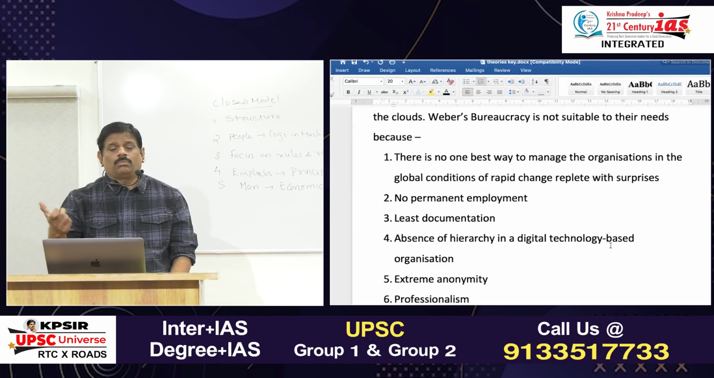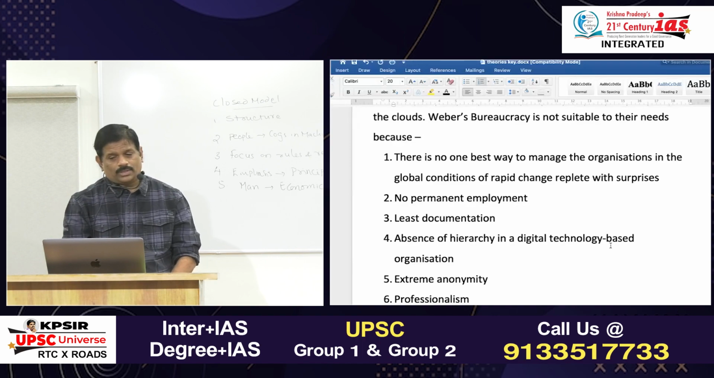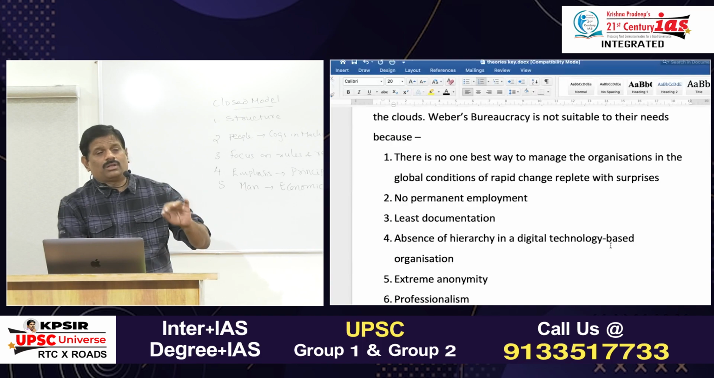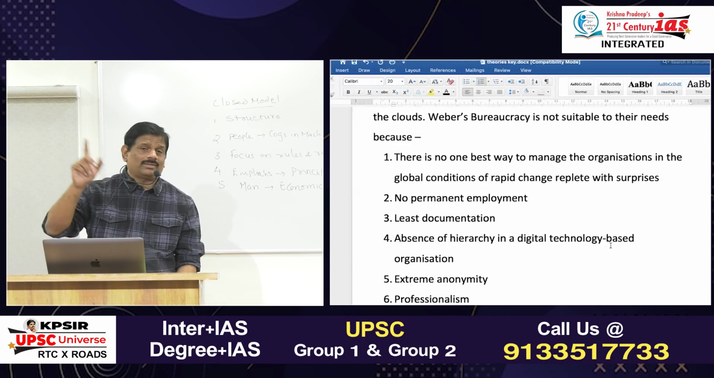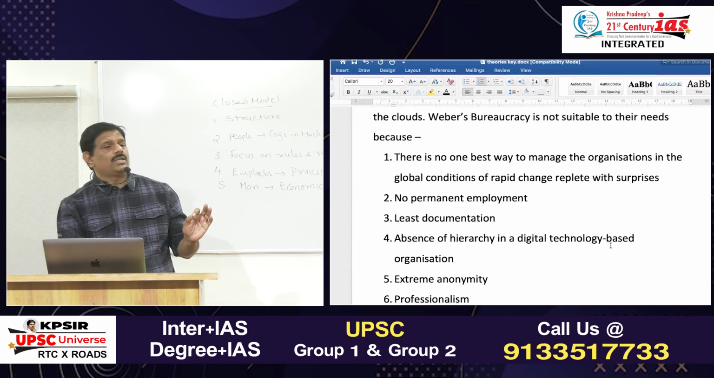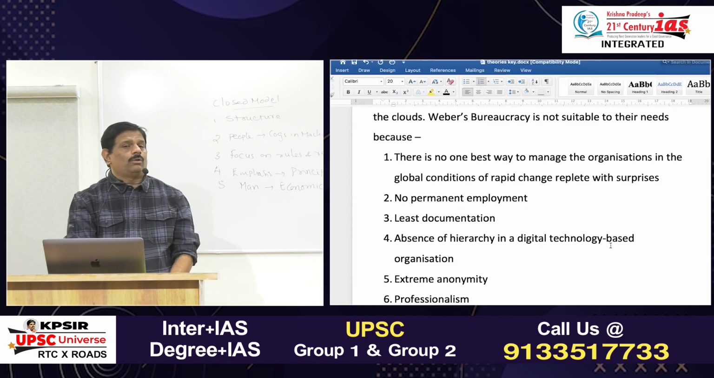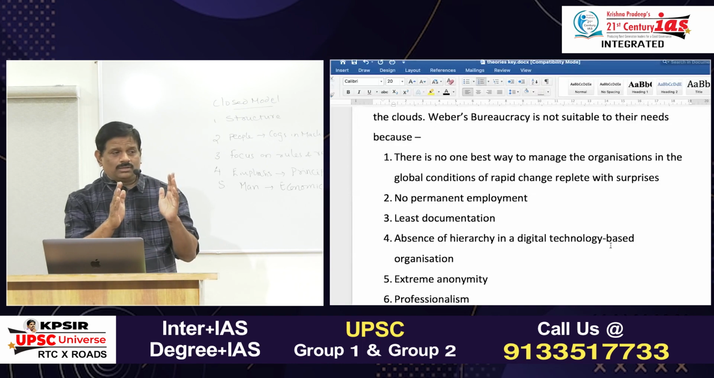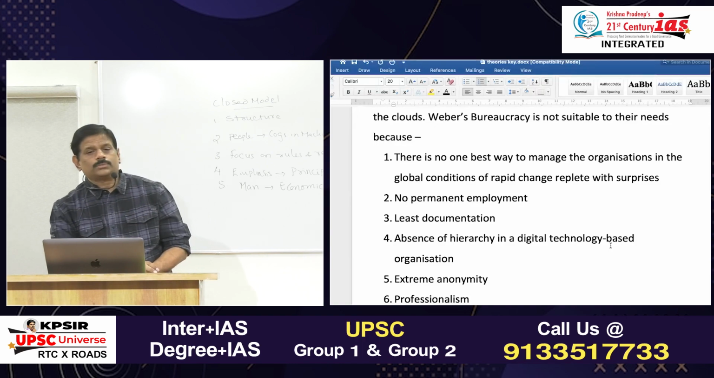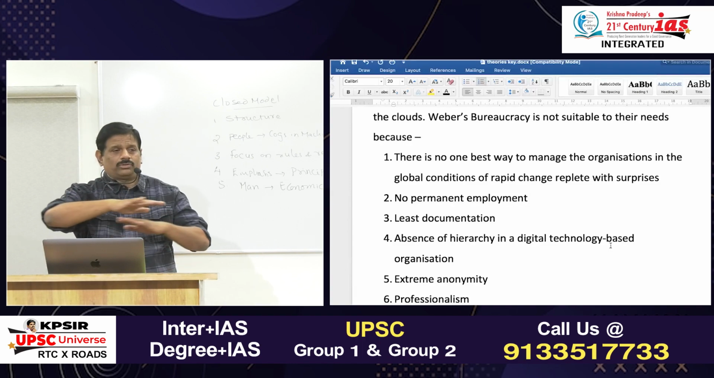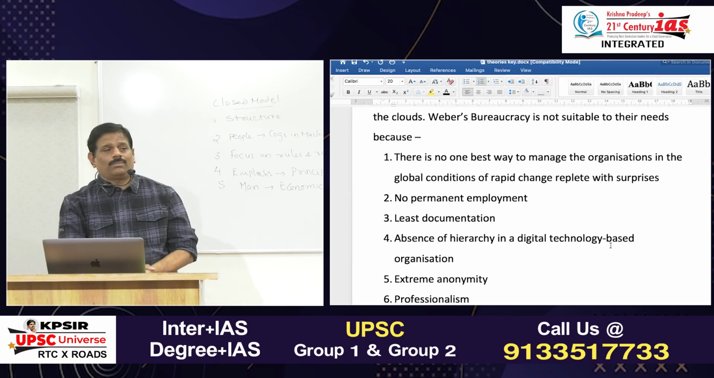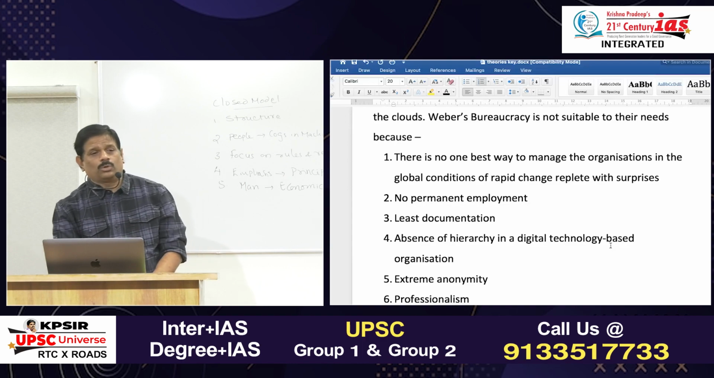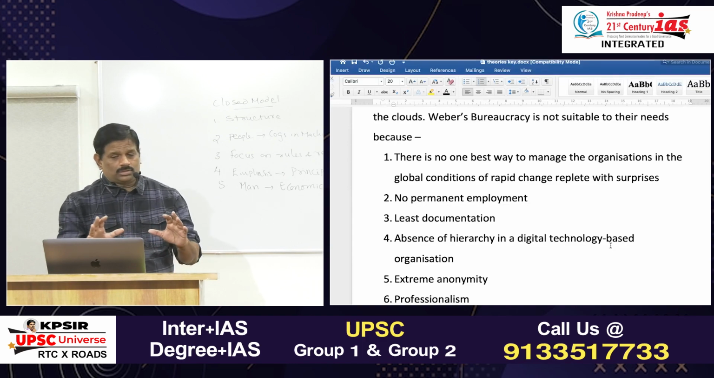because in the contemporary conditions of competition, there is no possibility to adopt a single best way to manage the organizations in the global conditions, because of rapid change replete with surprises. Nobody would have thought of certain organizations collapsing before 2020. Before 2020 everything seemed to be happy and organizations were operating at their peak level. 2020 came and the pandemic arose and there was a total lockdown at the global level. So this is rapid change, replete with surprises.